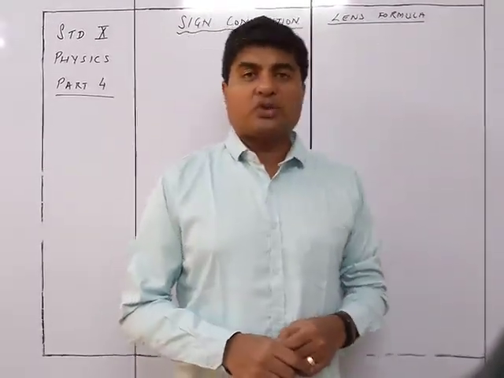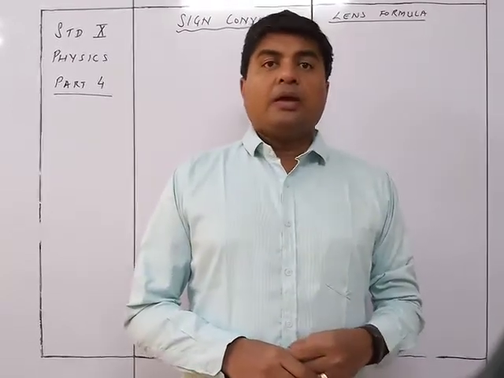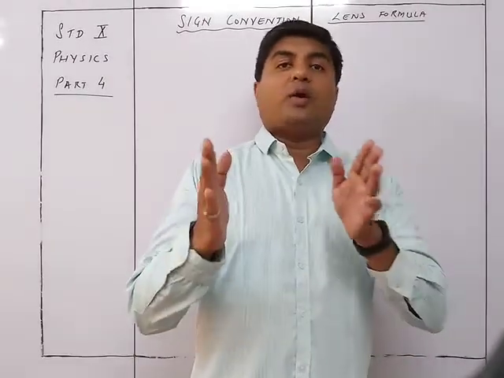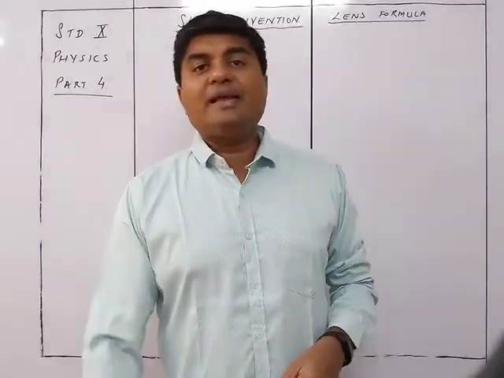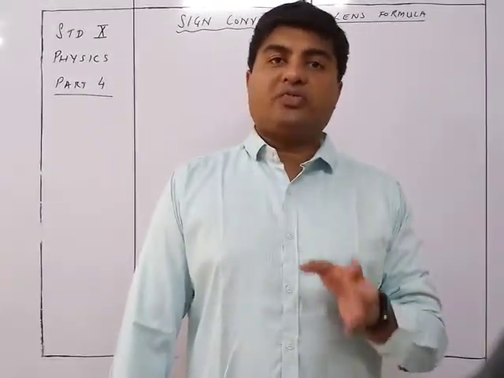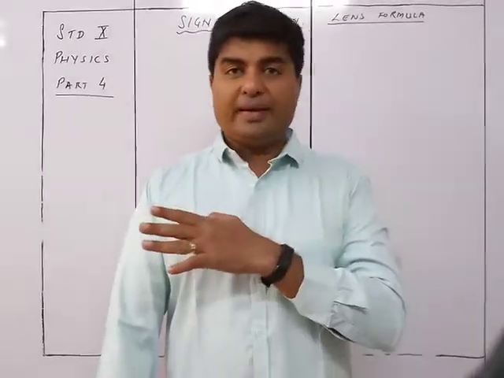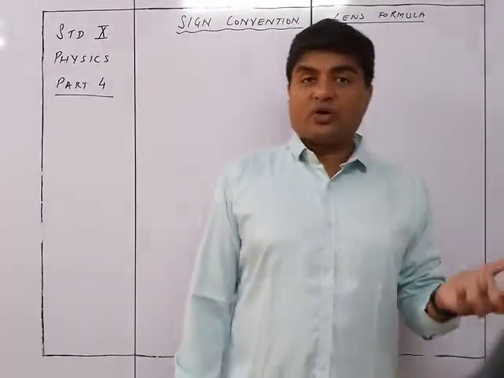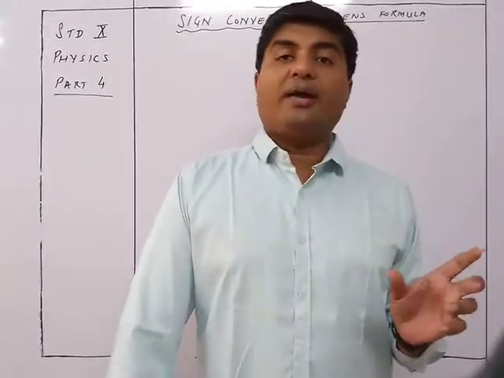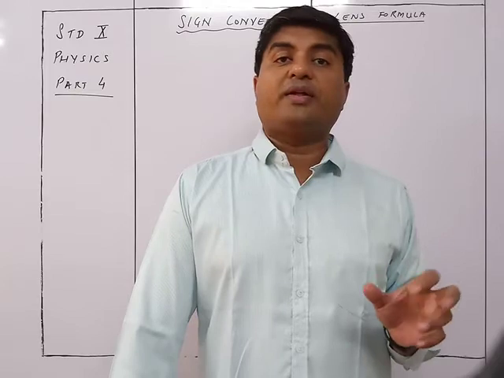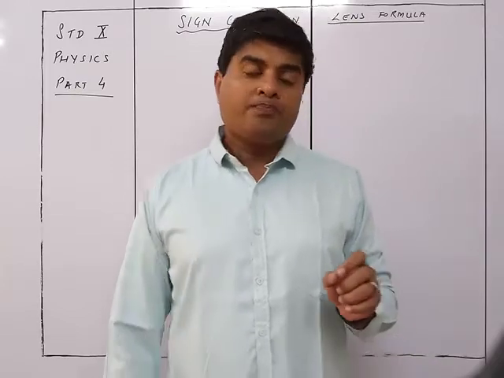a convex lens or a concave lens, and if I know the distance between the lens and the object, then I can easily calculate the distance from the lens to the image, and the size of the image if I know the size of the object. If I know both of these, I can also find out the focal length of that particular lens.